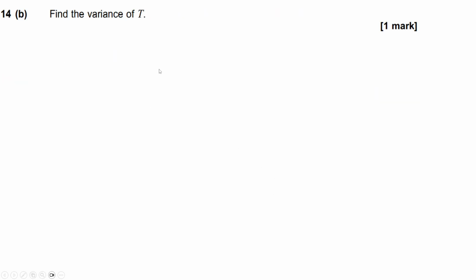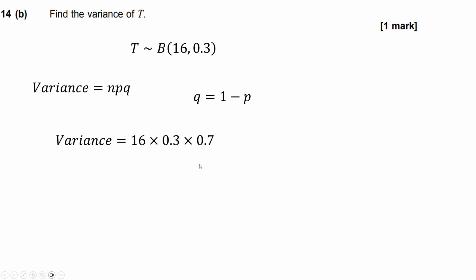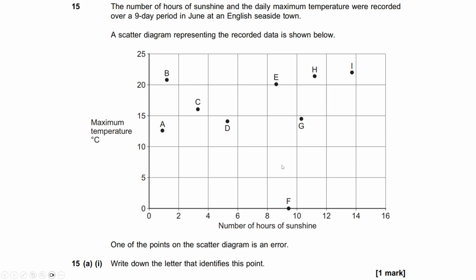Find the variance of t. The variance is npq. I think you are given that, where q is just 1 minus p. 1 minus p is 0.7. So it's 16 times 0.3 multiplied by 0.7, which is 3.36.